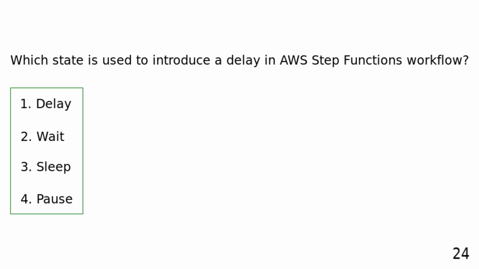Which state is used to introduce a delay in an AWS Step Functions workflow? Delay. Wait. Sleep. Pause.